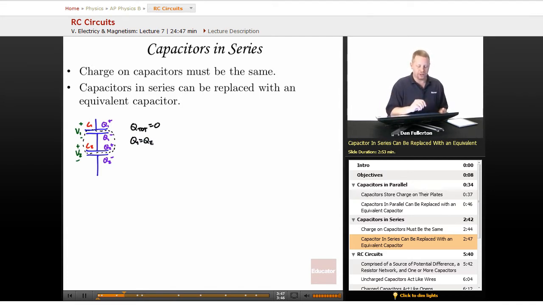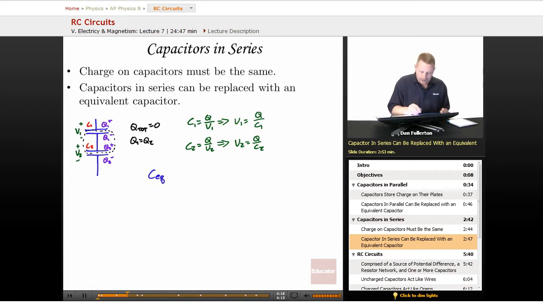All right, so to start our derivation to find how we get the formula for capacitors in series, the equivalent capacitance, C1 equals Q over V1. Therefore, V1 equals Q over C1. We could do the same thing for C2. C2 equals Q over V2. Therefore, V2 equals Q over C2. Now, the equivalent capacitance must be the charge divided by the total voltage. Therefore, the total voltage must be equal to Q over the equivalent capacitance.